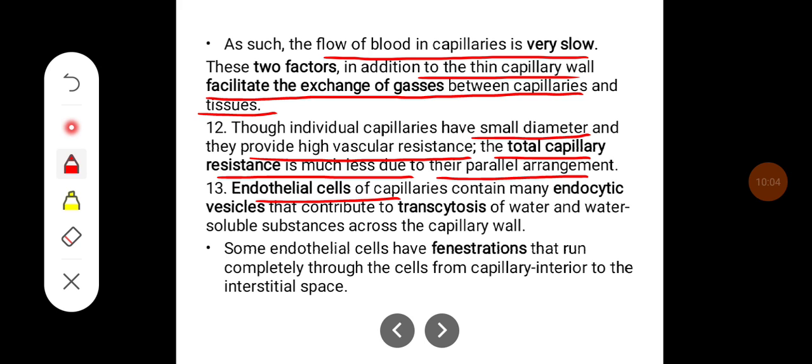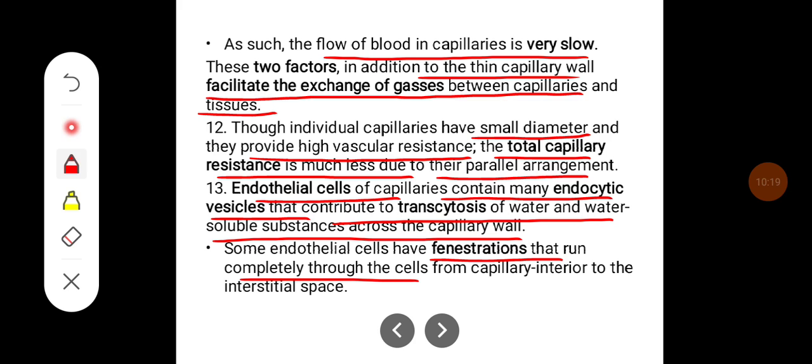Endothelial cells of capillaries contain many endocytic vesicles that contribute to the transcytosis of water and water-soluble substances across the capillary wall. Some endothelial cells have fenestrations that run completely through the cells from the capillary interior to the interstitial space.